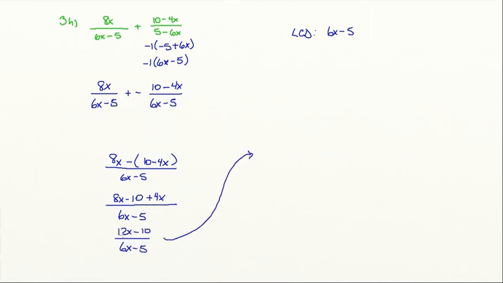We aren't finished yet. I can factor the top. So I can divide by 2. So I factor out a 2. 6x minus 5. My denominator is 6x minus 5. Those are the same. Since I'm multiplying 6x minus 5 times 2 and dividing it by 6x minus 5, I can reduce this. 6x minus 5 divided by 6x minus 5 equals 1. 2 times 1 is 2.